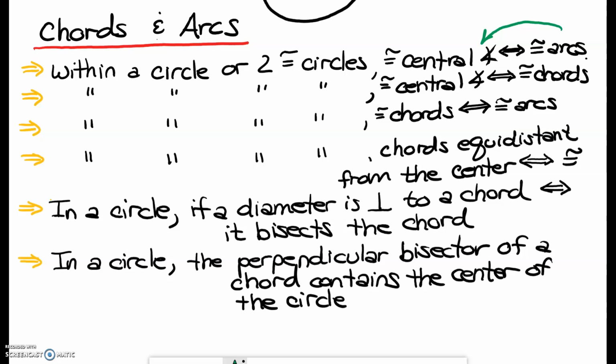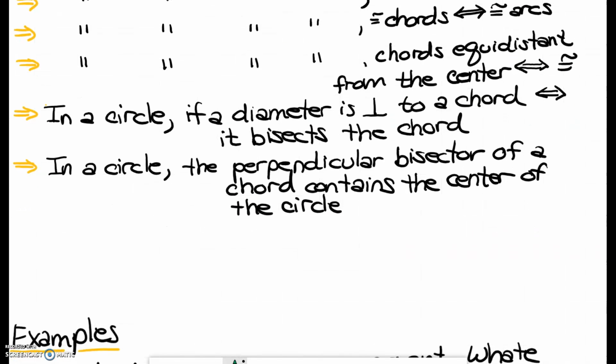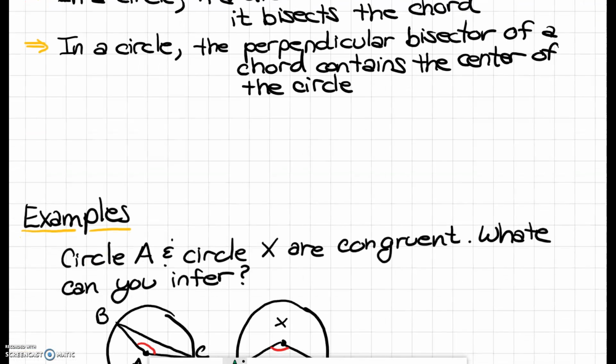It says if a diameter is perpendicular to a chord, then it bisects the chord. If the chord is being bisected, then it's being bisected by the diameter. All right, so in a circle, the perpendicular bisector of a chord contains the center of the circle. That means the perpendicular bisector of any chord lies along the diameter of a circle.